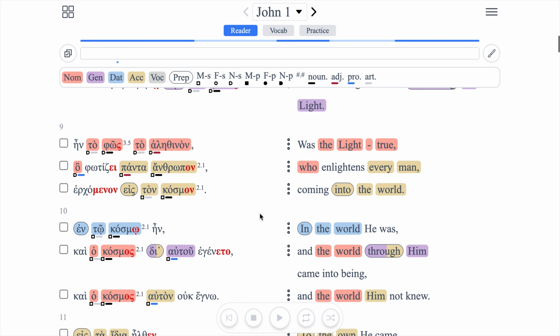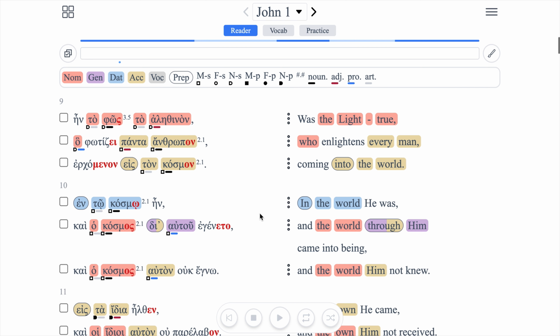At this point, we're going to go a little bit faster and not dwell on the prepositions or the predicate nominatives, because I feel like we've seen those and we probably have a feel for those. In verse 9, we have ophotizi panta anthropon. Who or which enlightens every man? Enlightens what? Enlightens every man. Because every man answers the question of what we're enlightening, it's the direct object, which is correctly accusative.